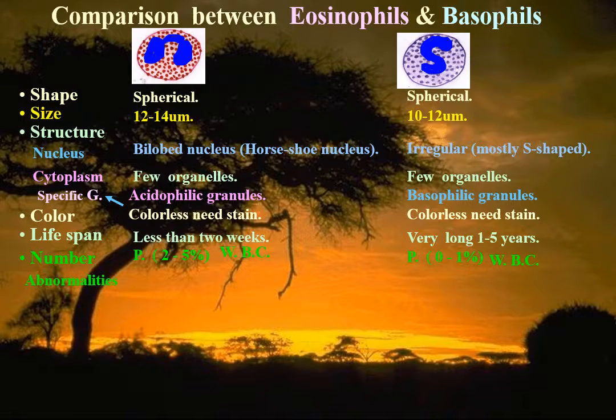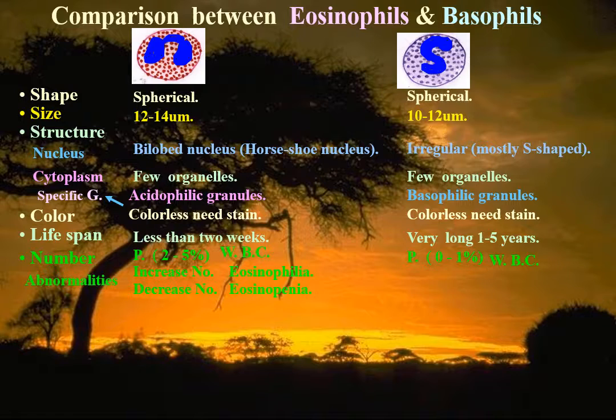Abnormalities in number. An increase in the number of eosinophils is called eosinophilia, which occurs in certain allergic diseases such as urticaria, bronchial asthma, and in parasitic diseases, while a decrease in their number is called eosinopenia, which occurs after treatment with cortisone and other endocrinal hormones.